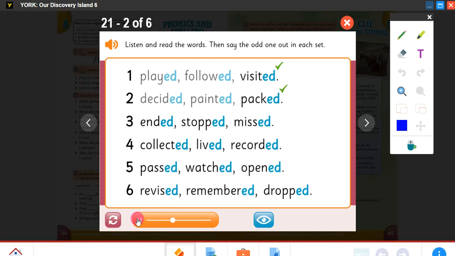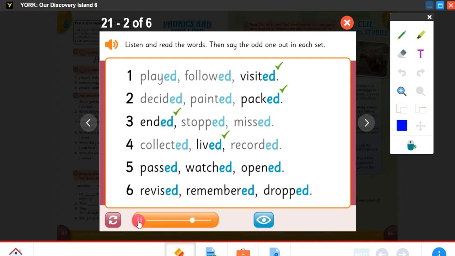Number 3: ended, stopped, missed. Stopped and missed are the t sound, while ended is the id sound, which is the different one. Number 4: collected, lived, recorded. Collected and recorded are the id sound, while lived is the d sound, which is the different one. Number 5.